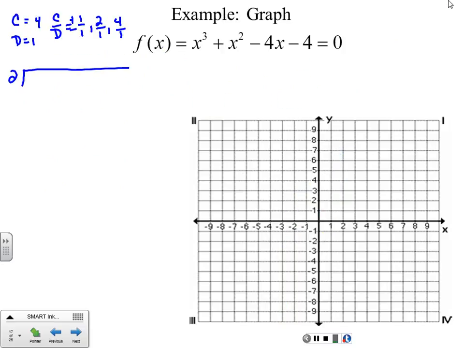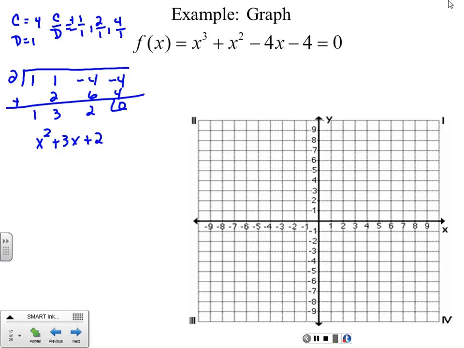So we're going to cheat and look back at our notes. So we have 1, 1, -4, -4. Drop the 1. 2 times 1 is 2. Add them together to get 3. 2 times 3 is 6. Add them together to get 2. 2 times 2 is going to be 4. And you're going to get 0. So we're going to have x squared plus 3x plus 2 equals 0. So one of our solutions is 2. This one factored, right?